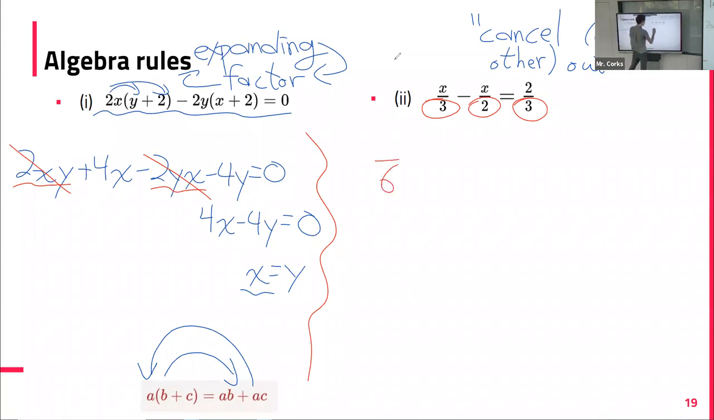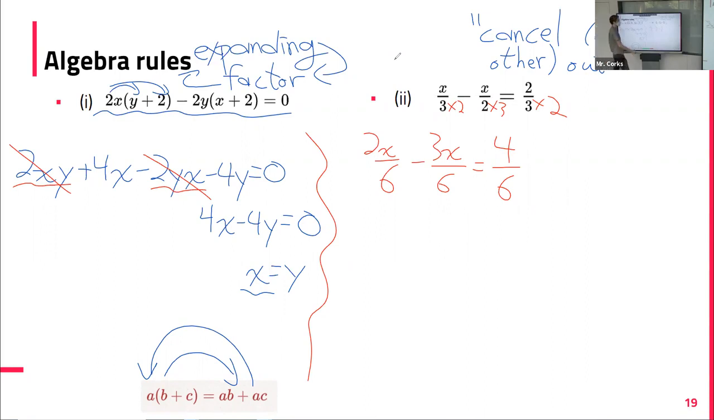So something over 6 minus something over 6 equals something over 6. And then what did we do to the bottom number to get that? Well, we multiply this by 2, we multiply this by 3. So we just have to do the same thing to the top of the fraction. So 2x minus 3x over 6 equals 4 over 6. Okay. And then as we have the same kind of divider, now we can skip the 6 and solve it as an equation.